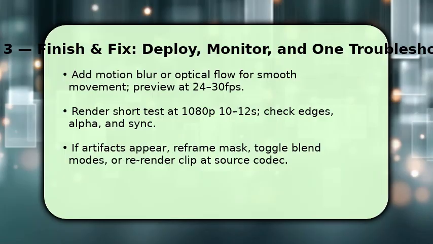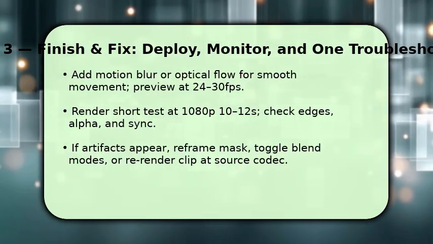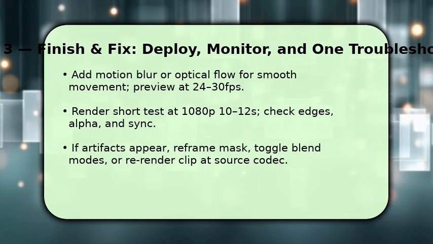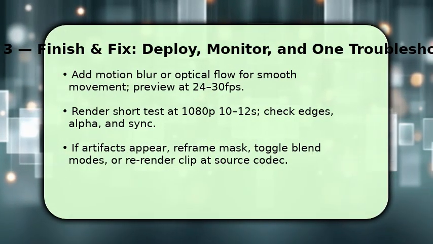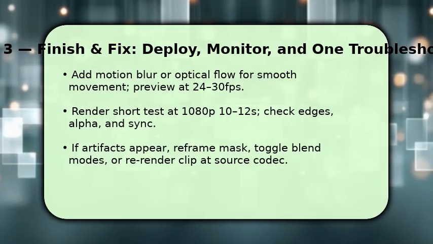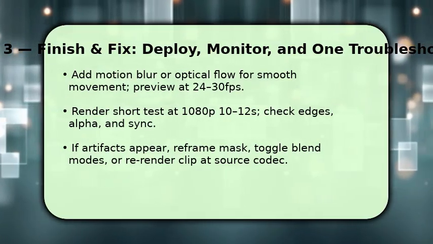If you see artifacts, haloing, color shifts, or jitter, revisit the mask and feather, toggle blend modes, or re-render the source clip with a higher quality codec. That one troubleshooting step usually fixes most visible problems.